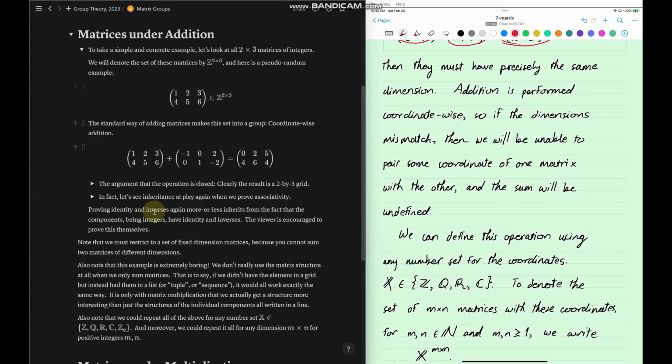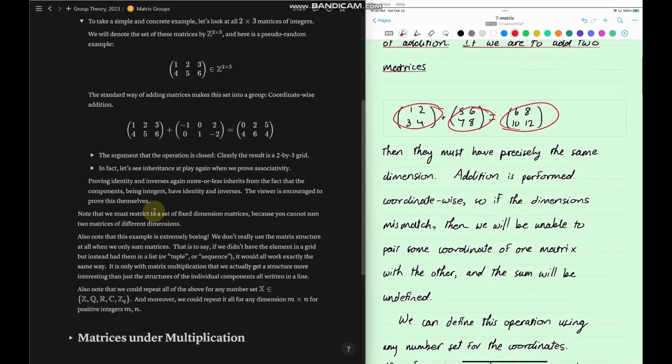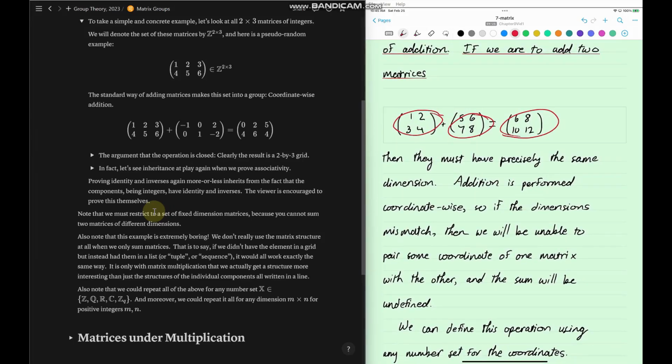If we are to add two matrices, then they must have precisely the same dimension. Addition is performed coordinate-wise, so if the dimensions mismatch, then we will be unable to pair some coordinate of one matrix with the other, and the sum will be undefined.